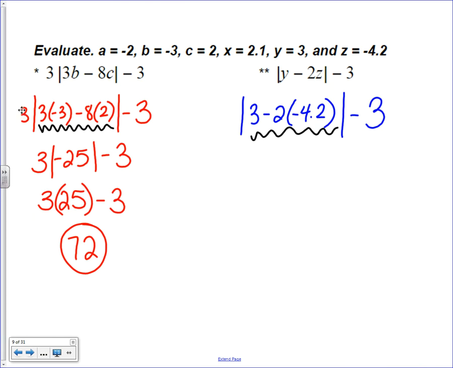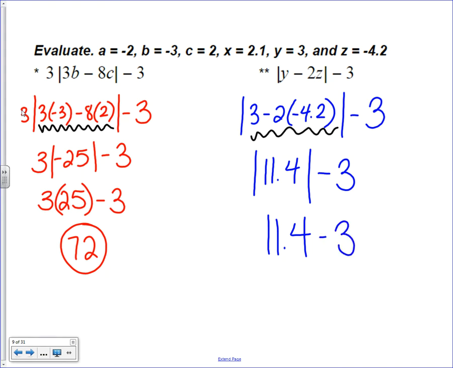He got 11.4. Can somebody second that for me? You got that as well. So now that's inside the bars, folks. Now you're ready to do the absolute value of 11.4. What is the absolute value of 11.4? And then what do I have to do to it? You have to subtract that 3 from the end. And you get 8.4.